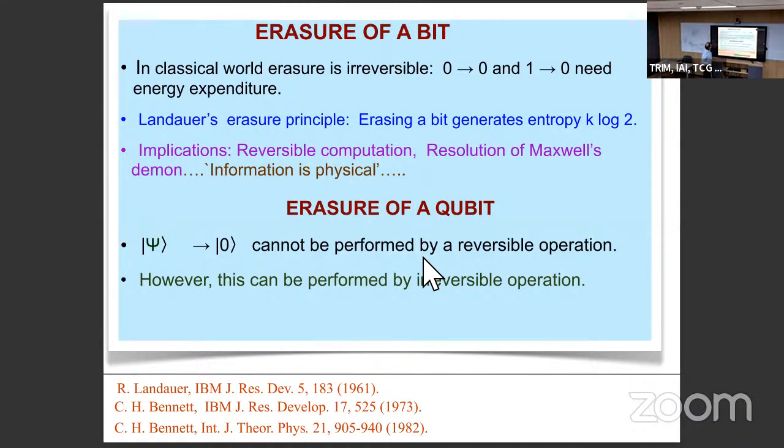Okay. If you want to do the same thing for a quantum bit, you can also do it, but again, that is irreversible. That means you cannot do this psi to zero transformation by a reversible operation. And if you want to erase a single qubit, you have to spend that much amount of energy. And why can you not do it by a reversible operation? The proof is again very simple.